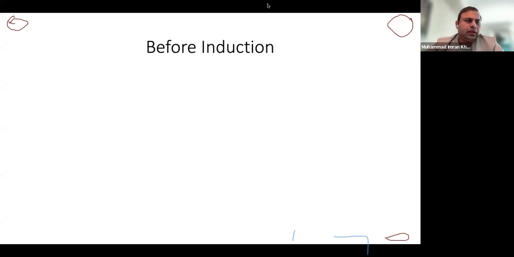Then, before we start the induction, when we are doing a checklist with the surgical team, there are certain things that you need to discuss as a team. These include the need for planned brain relaxation, including the dose and timing of the necessary medication. So, whether the surgeon wants brain relaxation, and if so, at what time they want it, and what medication they would prefer, or a combination of medications.